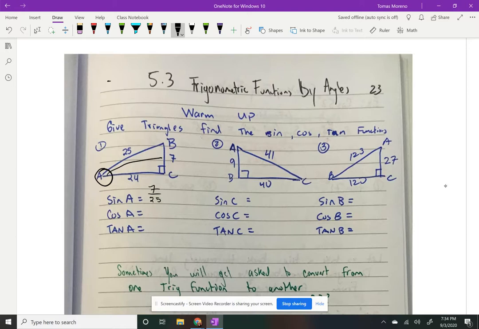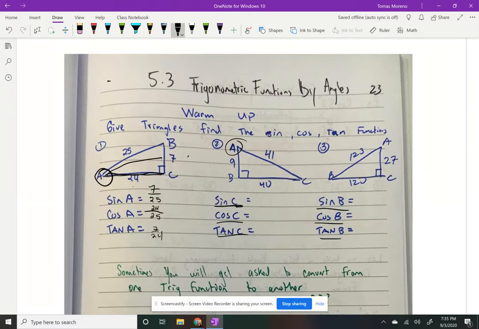Cosine of A would be adjacent, which is next to, so it would be 24 over 25. Tan would be opposite over adjacent, so this would be 7 over 24. Okay. So you always got to be cognizant of what letter they're asking for. Sometimes we're so used to doing A, and we start working A, but the problem's actually asking for C. So you got to be careful with that.